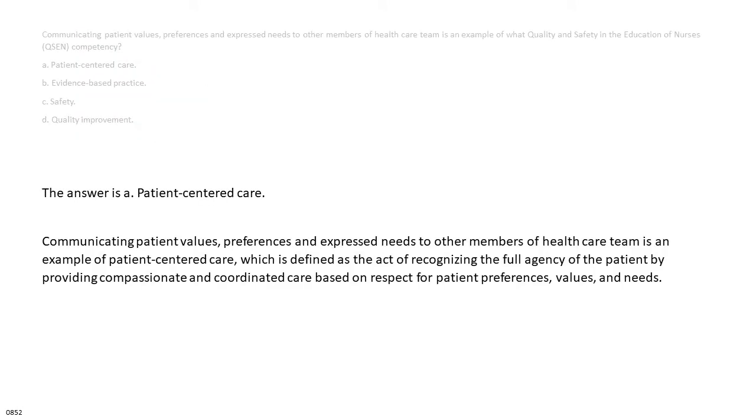The answer is A. Patient-centered care. Communicating patient values, preferences and express needs to other members of the healthcare team is an example of patient-centered care, which is defined as the act of recognizing the full agency of the patient by providing compassionate and coordinated care based on respect for patient preferences, values, and needs.